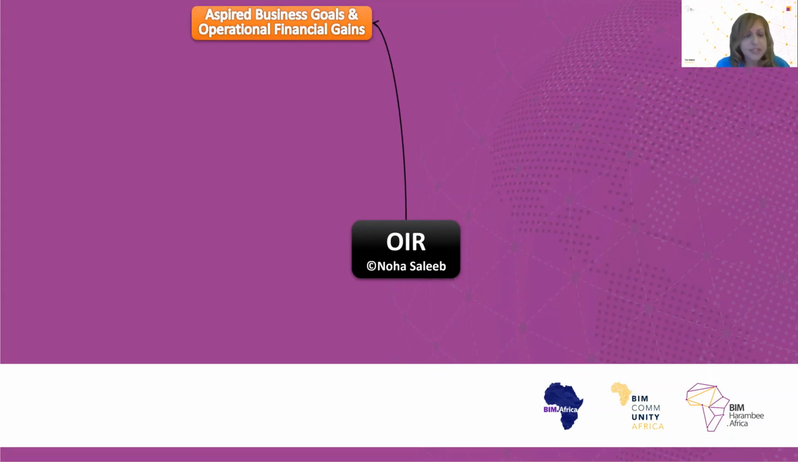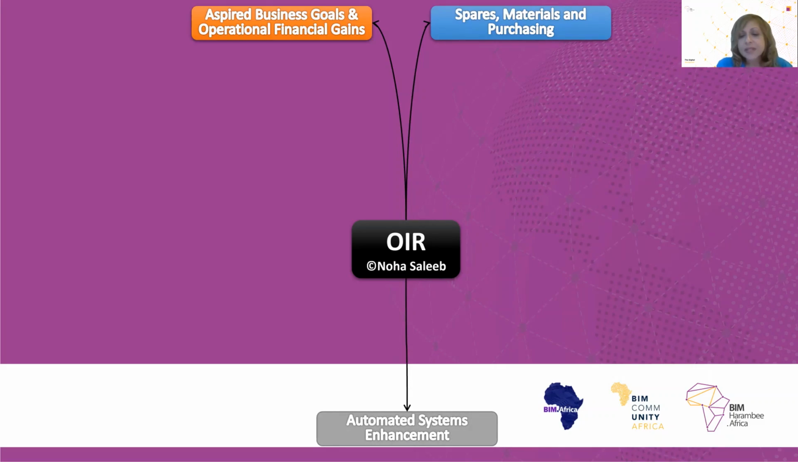The first one, as you can see, is the aspired business goals and operational financial gains. That is basically what are the financial gains that the client can get out of creating those assets. Main business and financial gains. The second topic is spares, materials, and purchasing. So are there any particular business objectives related to handling spares, materials, and purchasing on all of the projects that this organization is creating? The third one is space management optimization.